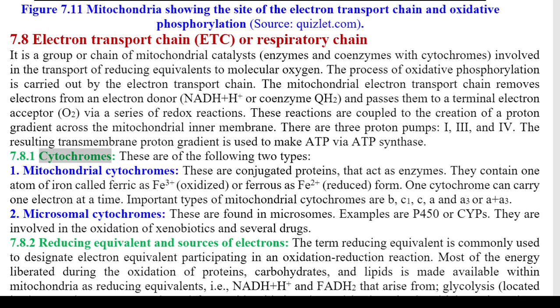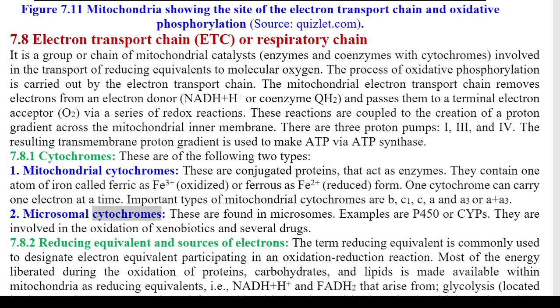7.8.1 Cytochromes. These are of the following 2 types. 1. Mitochondrial cytochromes. These are conjugated proteins that act as enzymes. They contain one atom of iron called ferric as Fe3+, oxidized, or ferrous as Fe2+, reduced, form. One cytochrome can carry one electron at a time. Important types of mitochondrial cytochromes are b, c1, c, a and a3, or a plus a3.